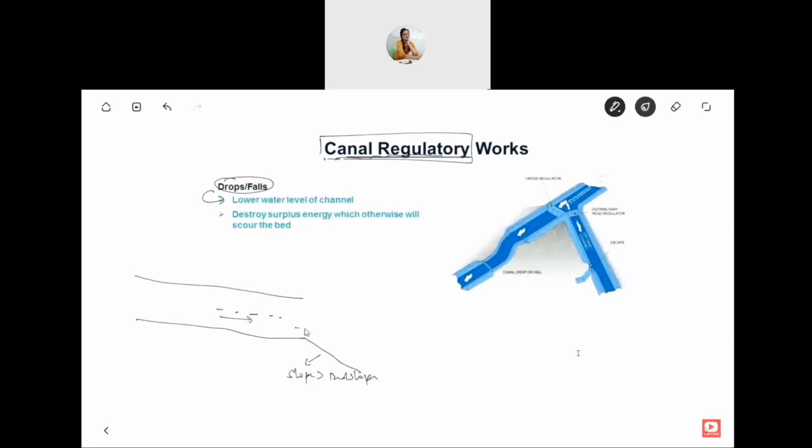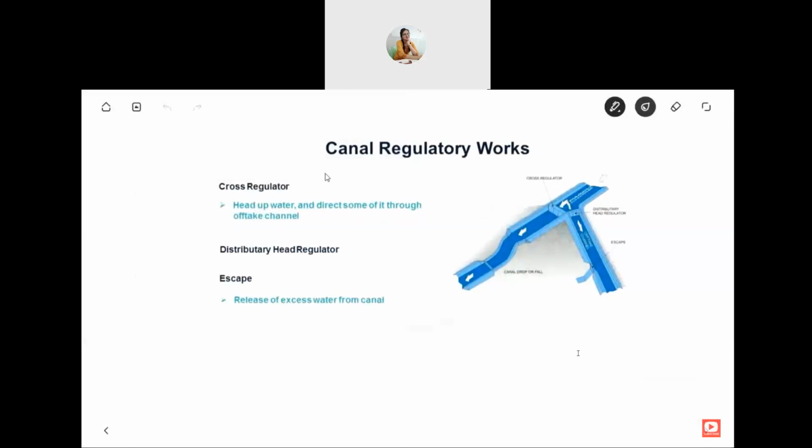So what happens is water kind of speeds up here. So the velocity is very high and again you have normal slope. But because of this fall, there is extra energy because of which the velocity goes high, which is an obvious fact. Because of this velocity, a lot of erosion takes place. This sort of erosion or scouring is not good for the canal. So that is when falls are provided. So what you do is you artificially destroy the surplus energy, which otherwise will scour the bed. That is the whole idea of falls. We'll see more about it in the next slides.